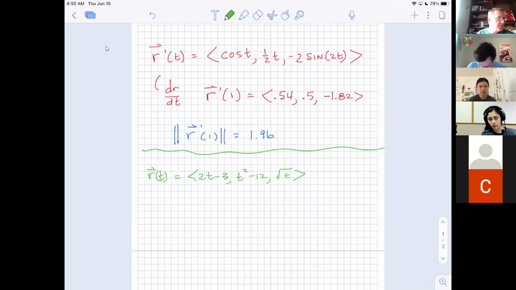If I gave you that and then just asked you what is R prime of 4? The only thing you should potentially have a little bit of trouble with from memory is what's the derivative of the square root of t? And then we're going to take it one step further than this.